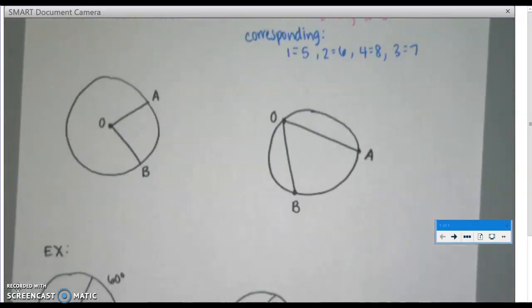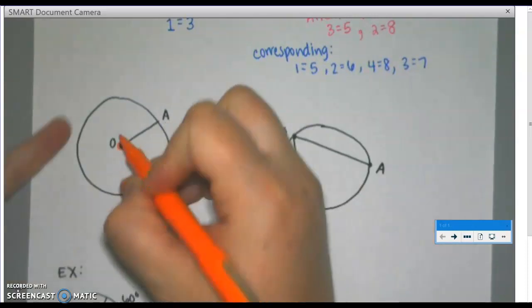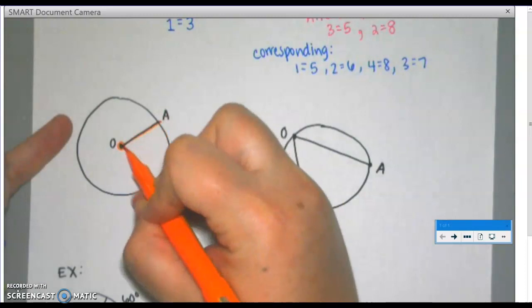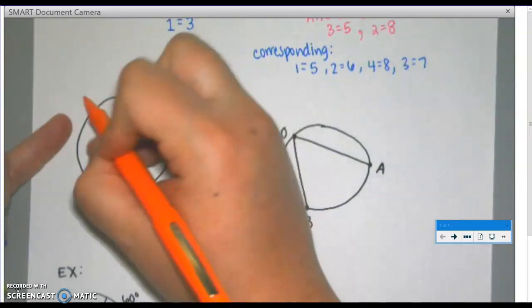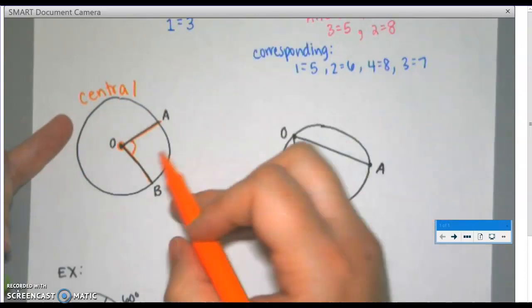All right, the two angles that we learned about that are in circles are central and inscribed. So this angle would be central because it goes to the center of the circle.